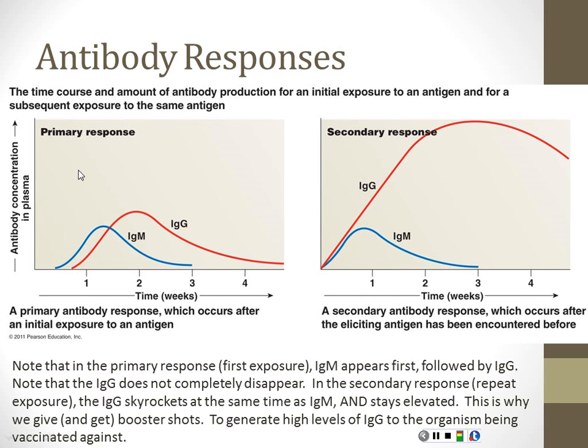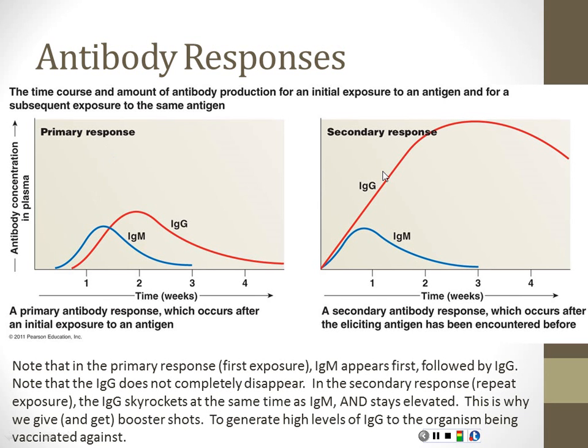But we see that in an initial exposure, the levels eventually go back down almost to zero. Now, it's never totally zero, but they go very, very low. Okay? So this is the first exposure routine. First we get IgM, then we get IgG.